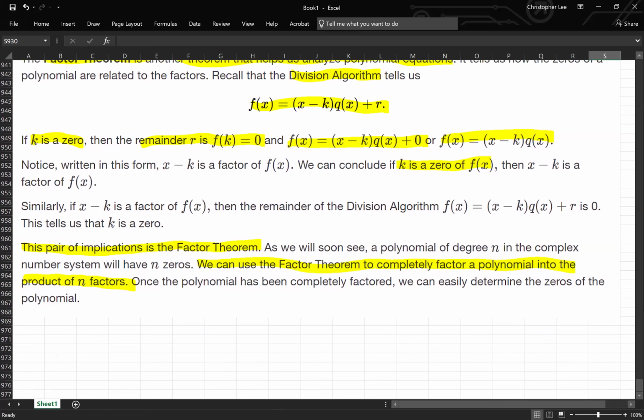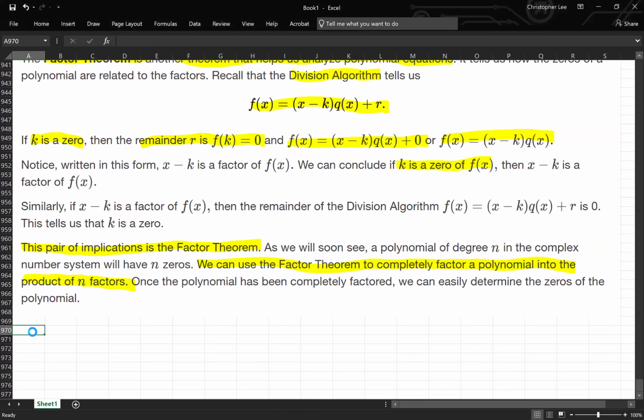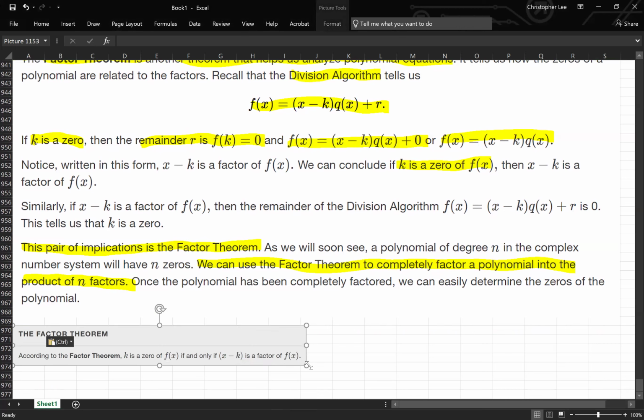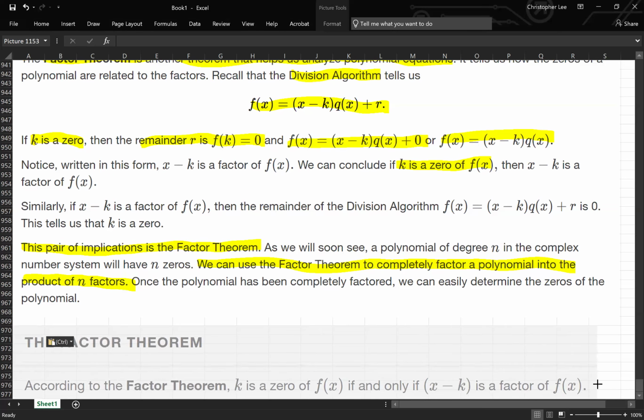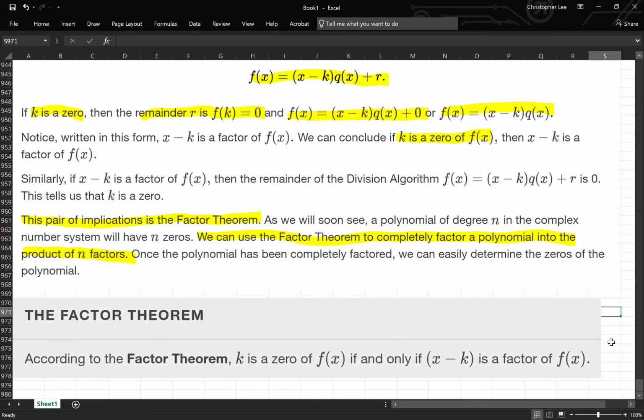Remember when we was in 28 and we did factor completely? Oh, we about to really factor completely. We was just playing around before. Now we about to really get it. So we got the factor theorem. According to the factor theorem, k is a zero of f(x) if and only if x - k is a factor of f(x).